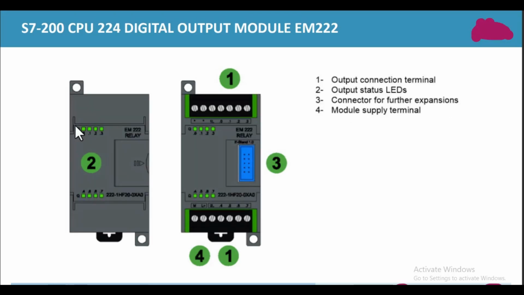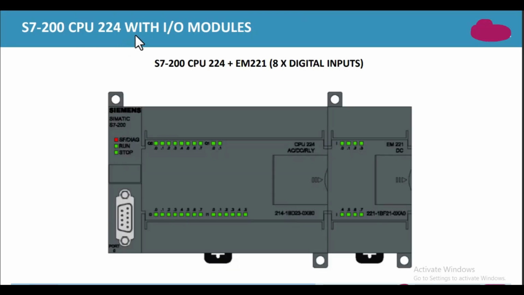and similarly 8 inputs can be connected with this module too. S7-200 CPU 224 with input output modules. This is the CPU of 224, Siemens PLC S7-200 224. This is the input extension module. 8 inputs are available from its CPU, and 8 inputs are now available from this module. So 16 inputs are available by the combination of the input module and the CPU.